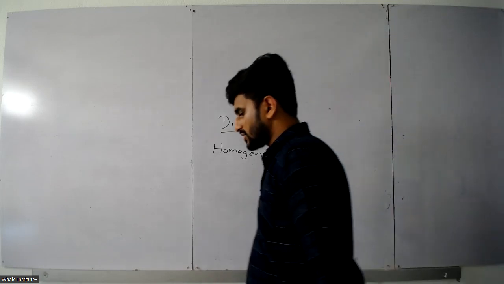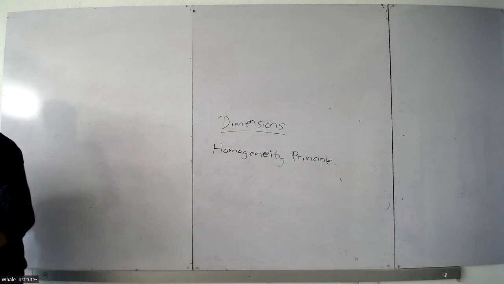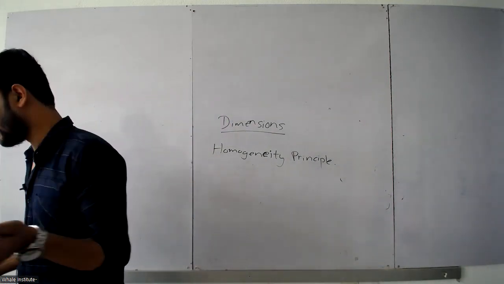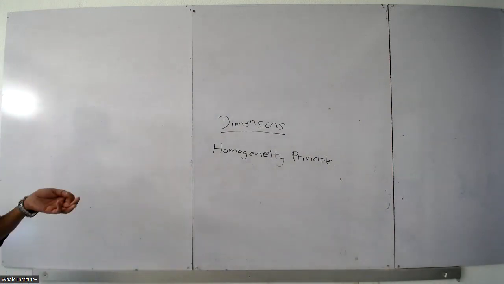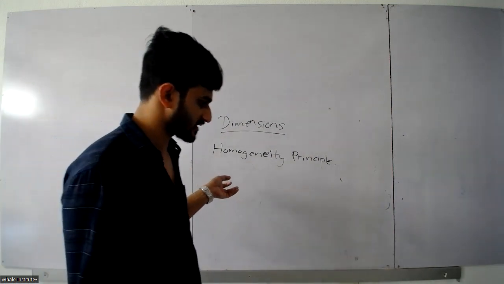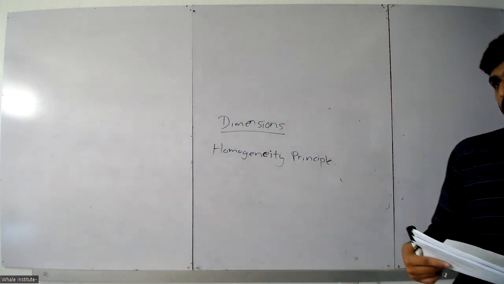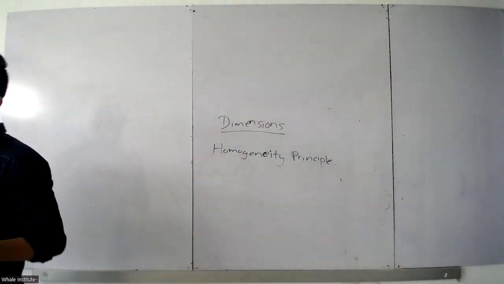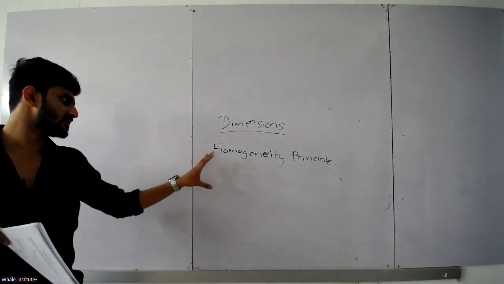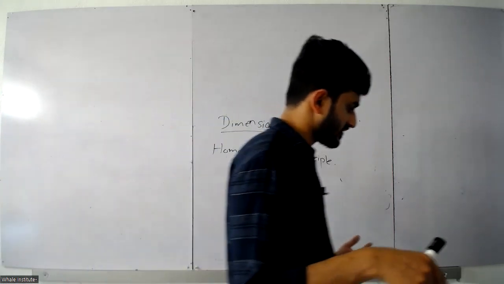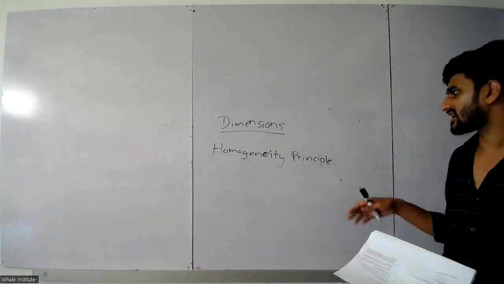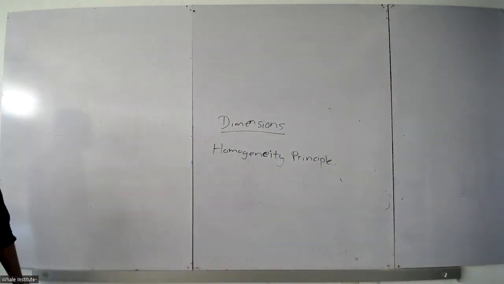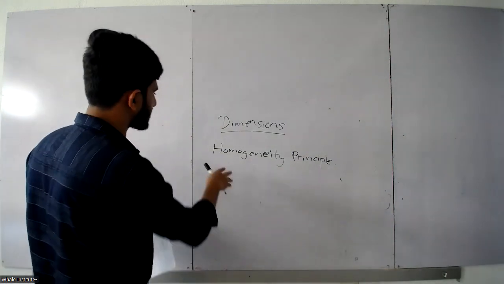So the homogeneous principle basically states that in a physical equation, when you are equalizing two terms, or when you are adding or subtracting two terms, okay, two terms or many terms, they should be the same kind, or they should be homogeneous in units or dimensions. Otherwise we can't add or we can't equalize. But we can divide and multiply.